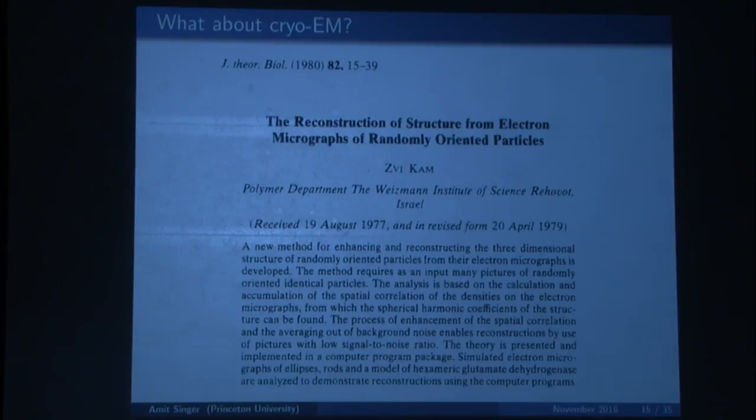And there was a very nice paper that was published, as you can see, it was submitted just after I was born, a long time ago, by Zvi Kam from the Weizmann Institute. It's called the reconstruction of structure from electron micrographs of randomly oriented particles. Kam does not phrase it in this way, but really what he's doing is trying to estimate invariants, just like we did now for the multi-reference alignment. So let's just read it very quickly.